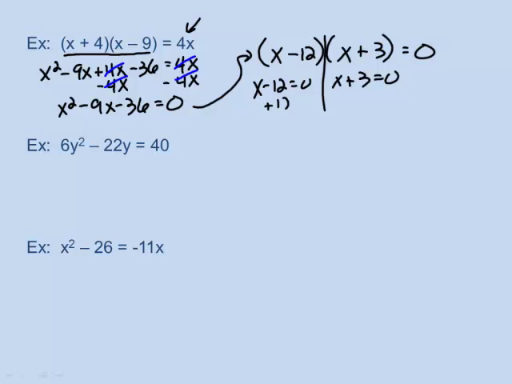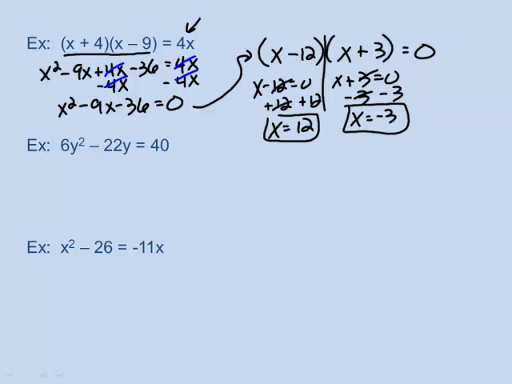And if we solve, we get x is equal to 12 as one of our solutions. And if we subtract 3 over here, x equals negative 3 as our second solution.